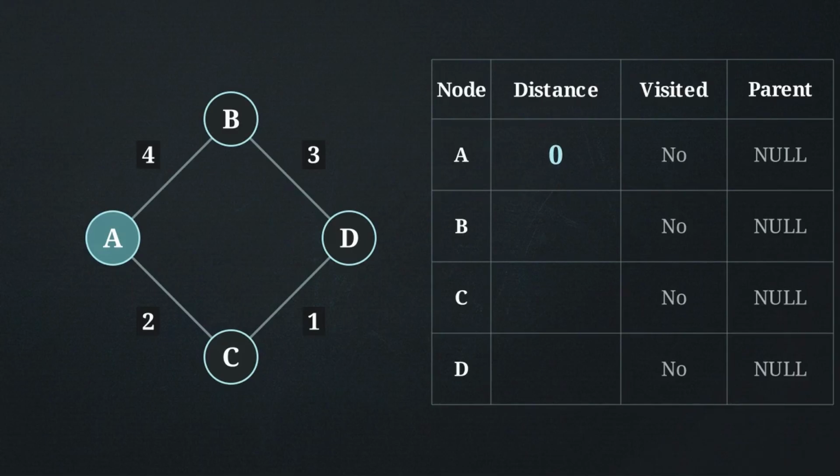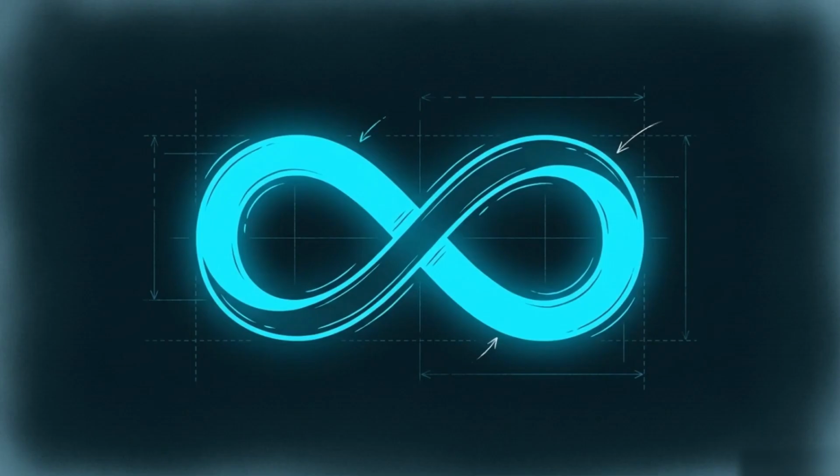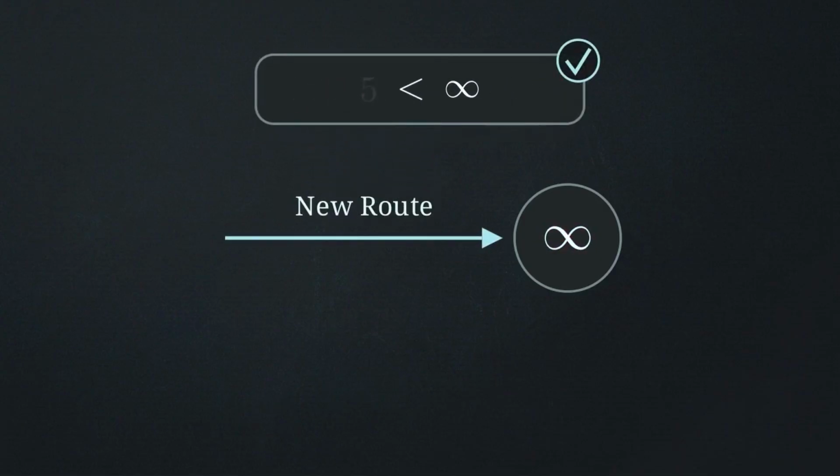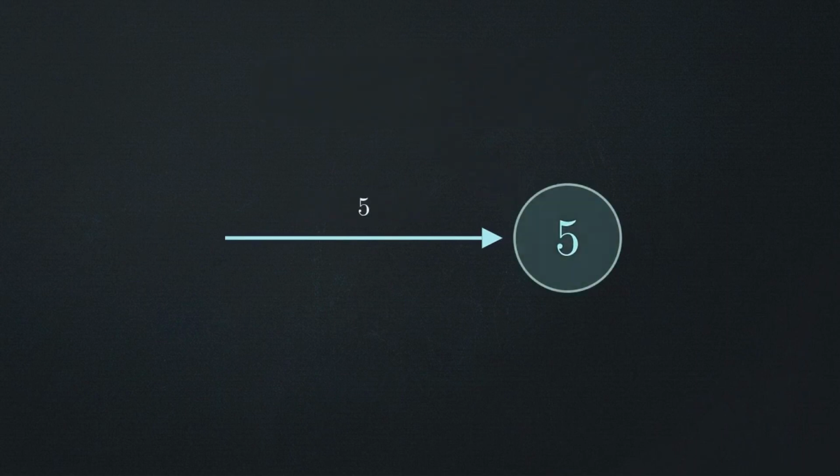Since we haven't explored the rest of the map yet, we set the distances for B, C, and D to infinity. We use infinity as a placeholder for unknown paths. By assuming the worst possible distance for these locations, the algorithm only accepts a new route if it is mathematically proven to be shorter than the current estimate.